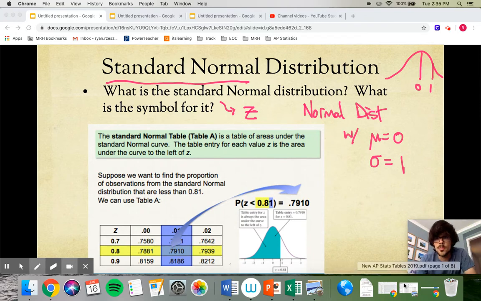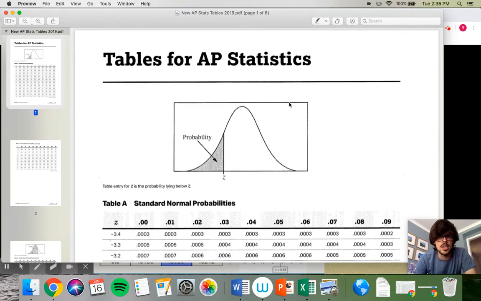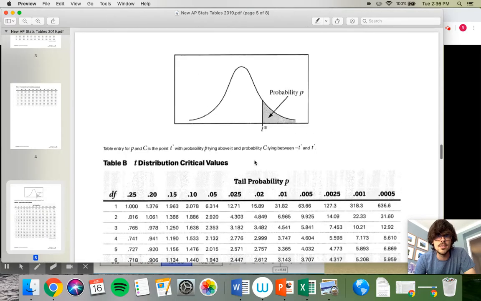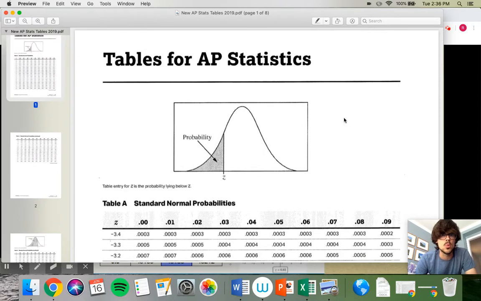Well, what you're going to do is pull up the table that you guys already have right here. And this is the very first page. The table that they give you is a left tail probability. You can see that because it has the left part shaded. If you keep on scrolling, sometimes there's pages that have it on the right. So you just have to pay attention to what is shaded. It's like a little key for you right there.